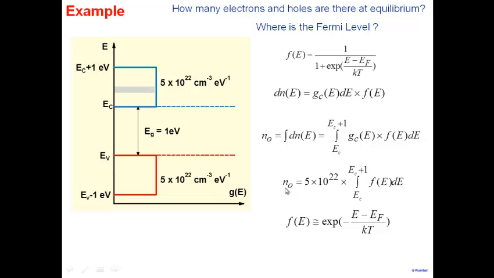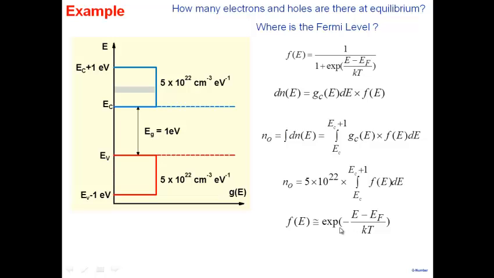So if this is 10 to the power 17, and on the right hand side I have 5 times 10 to the power 22, what can you guess about Fe? Fe must be very, very small, right? Very, very small means this exponent, E minus EF by KT, must be very, very large, and therefore I can neglect 1. And I can approximate my Fermi-Dirac function as exponent minus E minus EF by KT. All right, so that's what we are going to do.